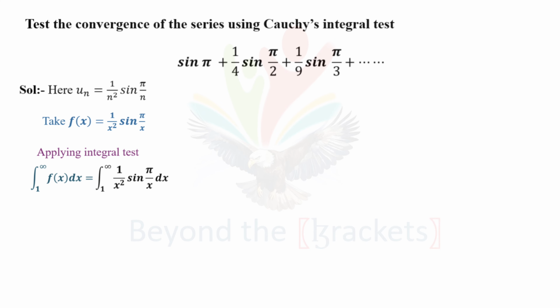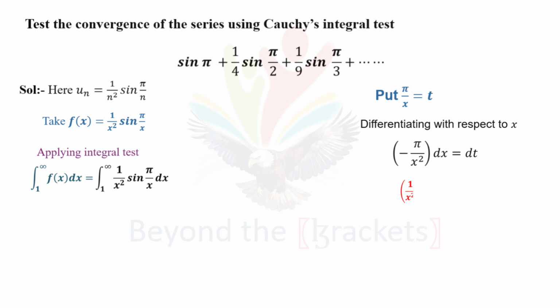To integrate this, substitute pi by x is equal to t. Differentiating both sides with respect to x, we get minus pi by x square dx is equal to dt, which makes 1 by x square dx is equal to minus dt by pi. Adjusting the limits of integration, we have pi by x is equal to t. So for the lower limit x is equal to 1, t will be pi. For the upper limit x is equal to infinity, t will be equal to 0.